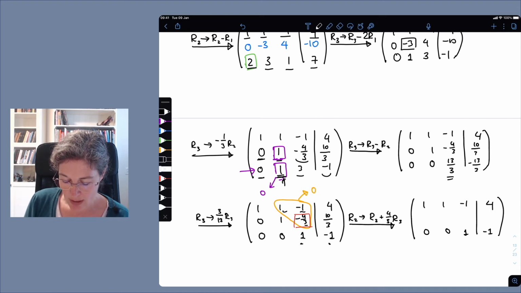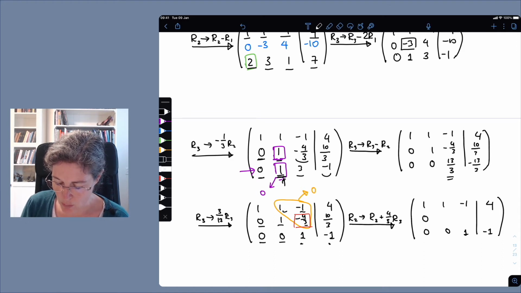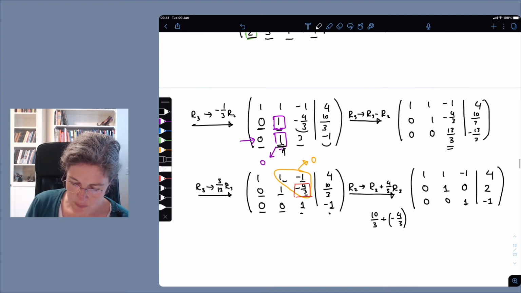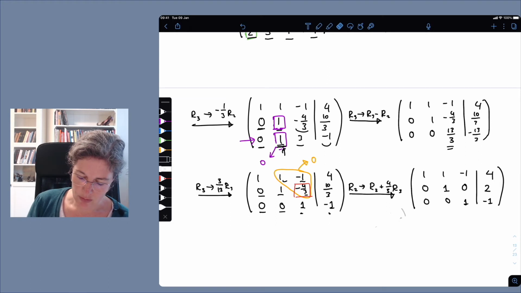Now row 2, we say 0 plus 4/3 of 0 is still 0, 1 plus 0 is 1, and now we've got minus 4/3 plus 4/3, which is 0, and we've got 10/3, let's just make a little note here, 10/3 plus minus 1 times 4/3, so plus minus 4/3, which is 6/3, which is just 2. Okay, you can rub out our working there.